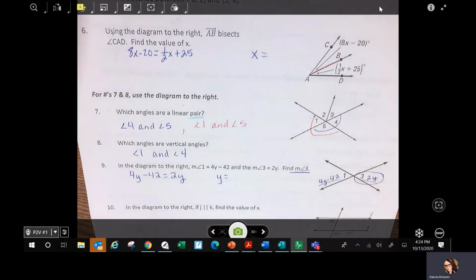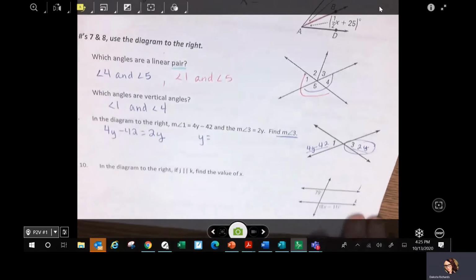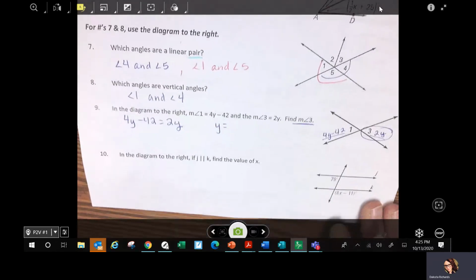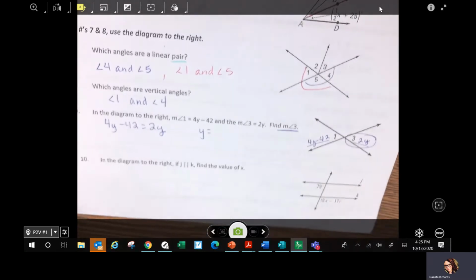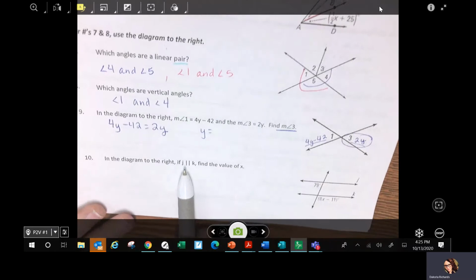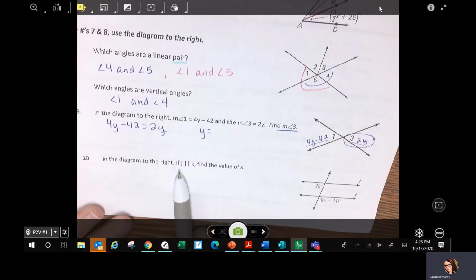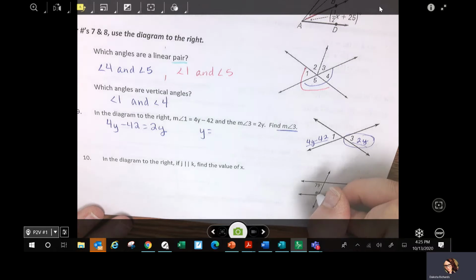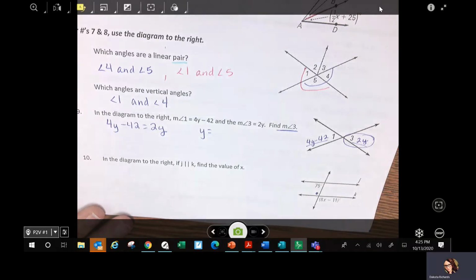And then the last thing I want to do is number 10. Number 10, you have these parallel lines cut by a transversal. And it tells you that in the directions. It says if J is parallel to K, find the value of X. So there are lots of different angles created here. Something I see is that 8x minus 11 and this angle are vertical angles.